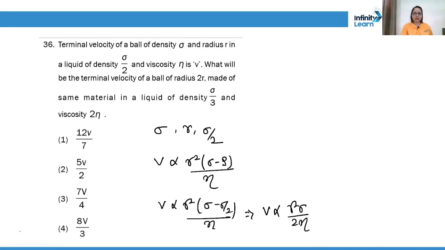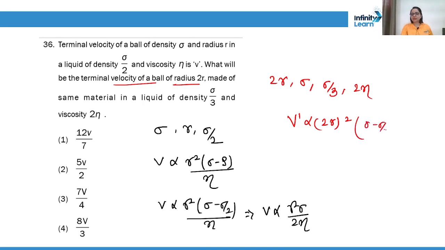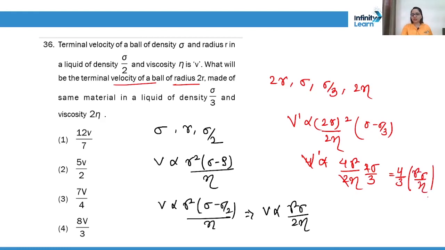Similarly, for the second case, what will be the terminal velocity of a ball of radius 2r made of the same material but liquid density sigma by 3 and viscosity 2 eta, right? In this case, V dash is directly proportional to (2r) square into (sigma minus sigma by 3) divided by 2 eta. So V dash is directly proportional to 4r square upon 2 eta into 2 sigma by 3. So it is 4 times 4 by 3 times r square into sigma upon eta, right?